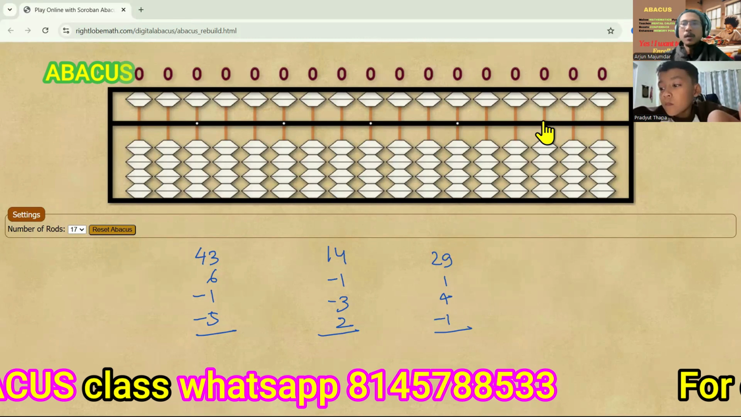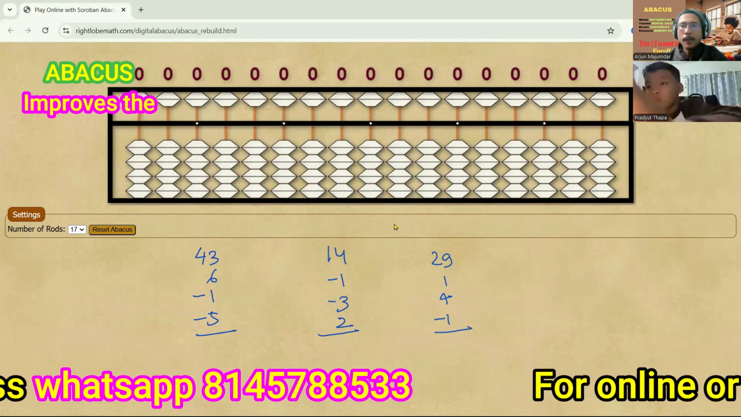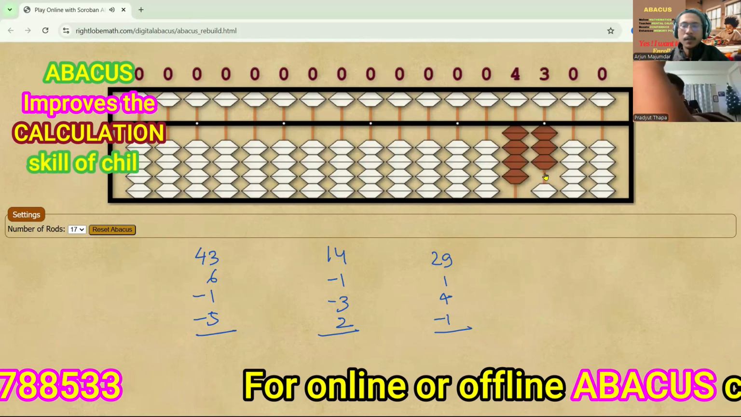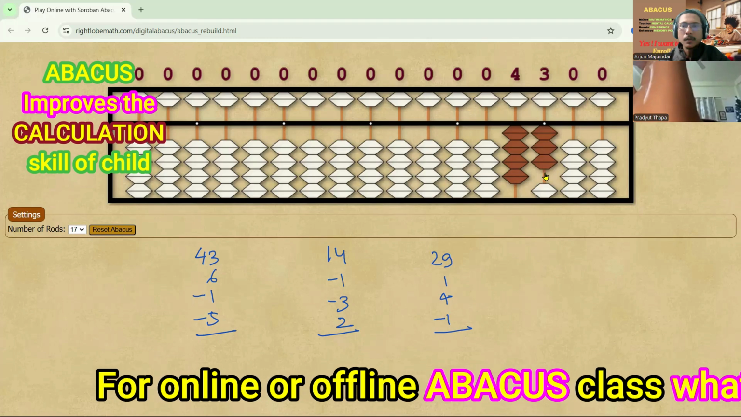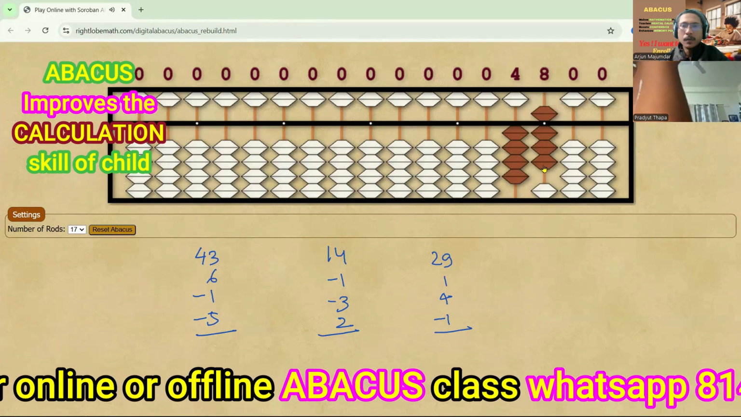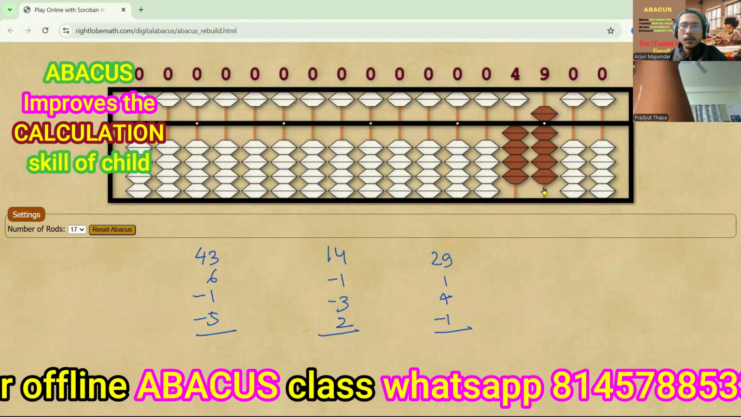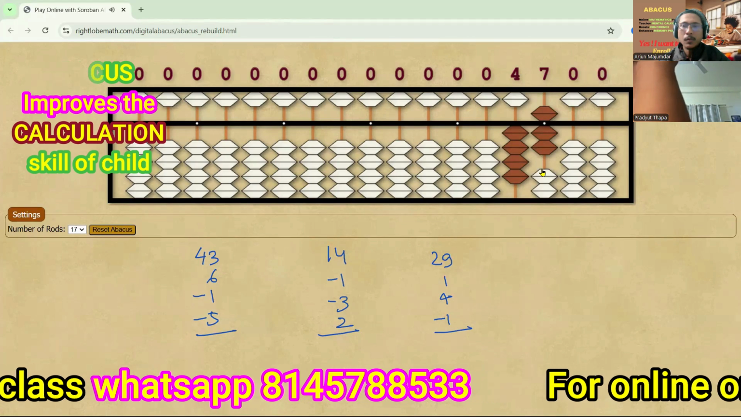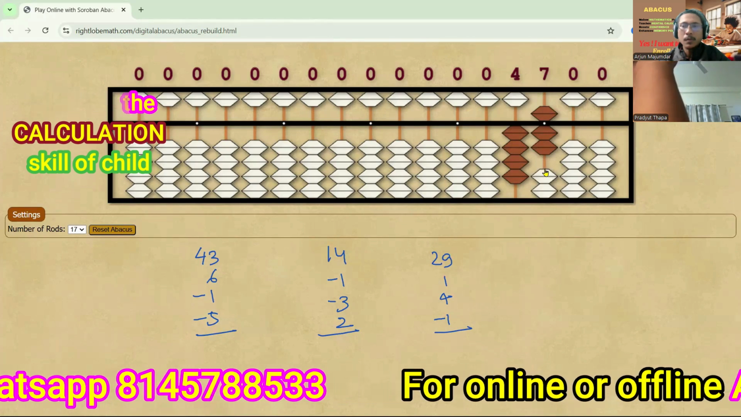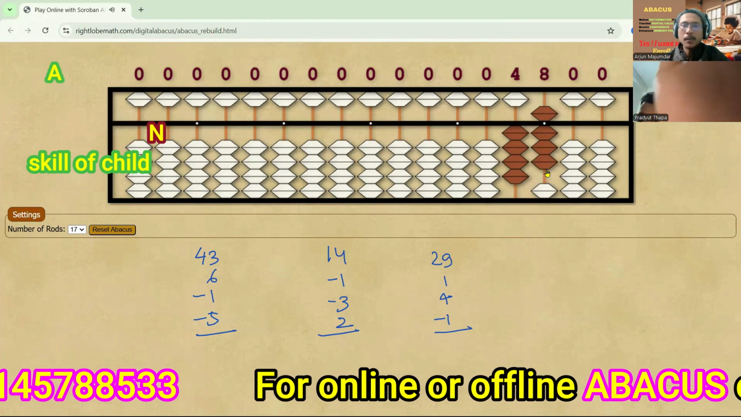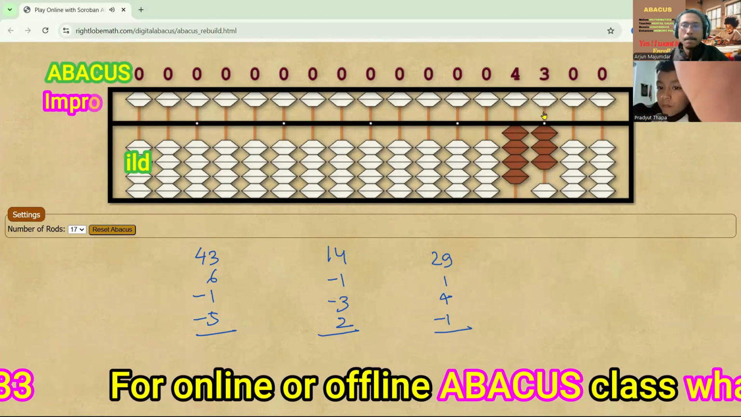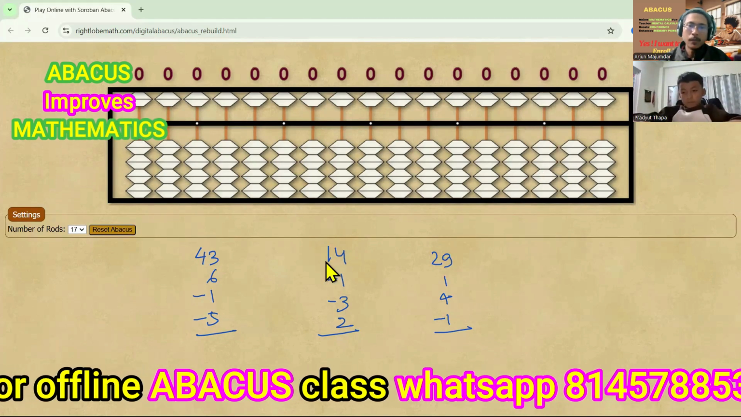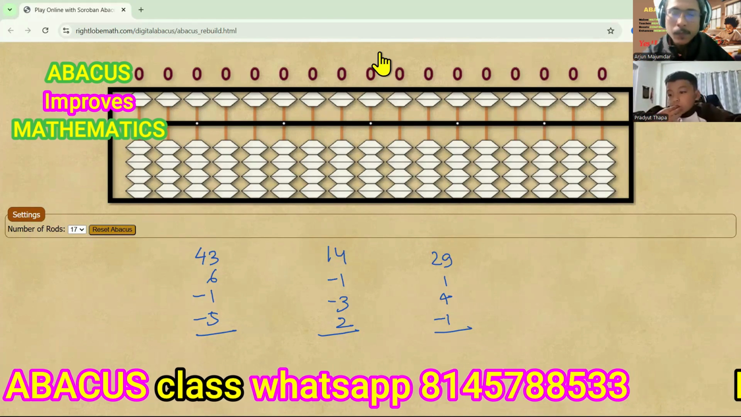Now solve this question. First is 43 plus 6 minus 1. Wait. Then minus 5. Answer is 43. I will write the answer. 40.